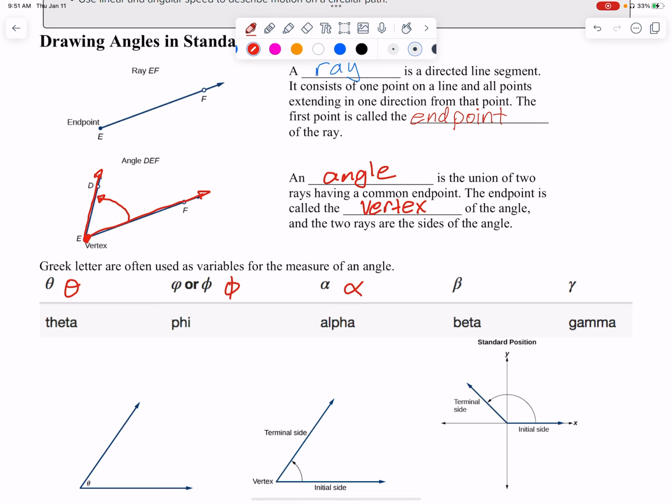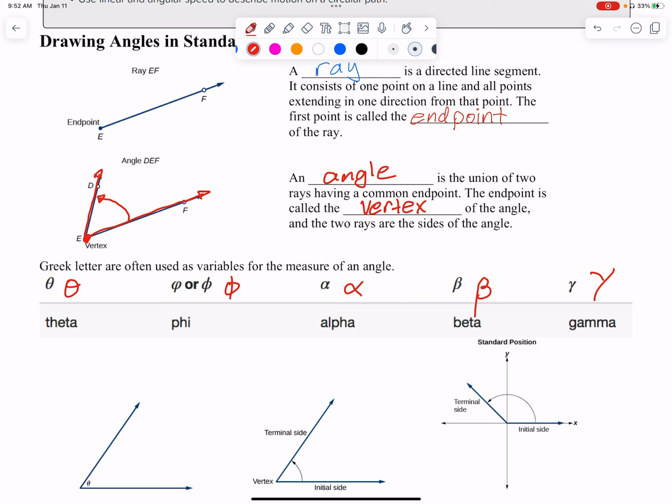Alpha is like that. Beta, I just do a long stem. And then gamma, I don't really use because my gammas look like y's, but I typically do something like that if I have to use it. But I will be overly communicative about gamma if I decide to use it. Your textbook will probably use it, or the online program will use it.